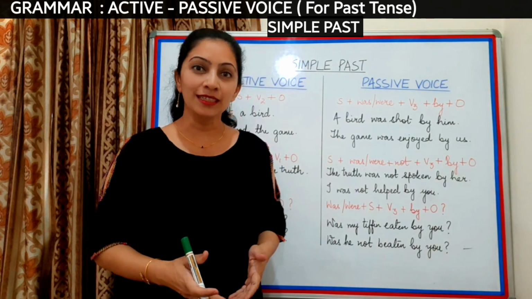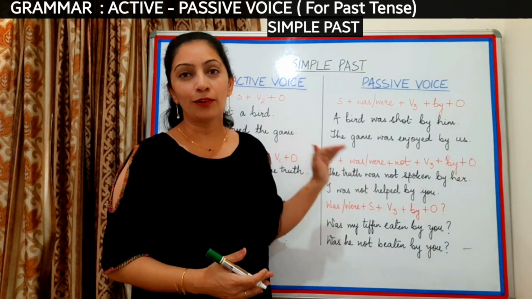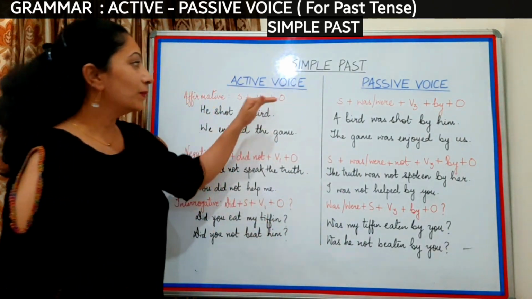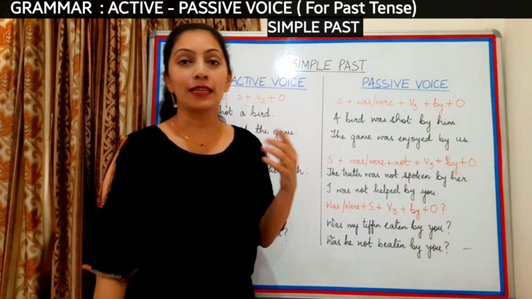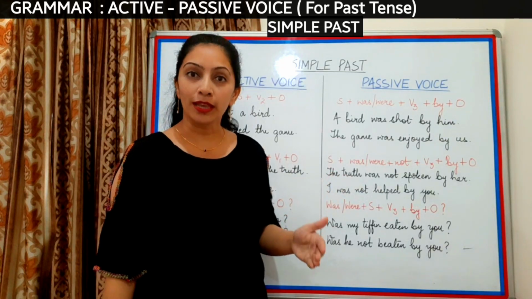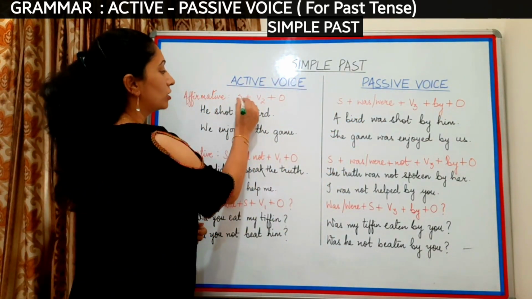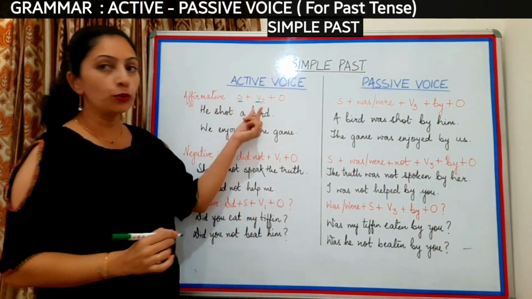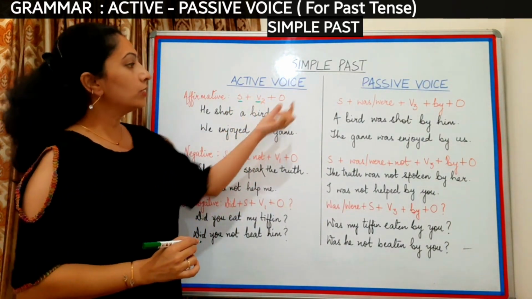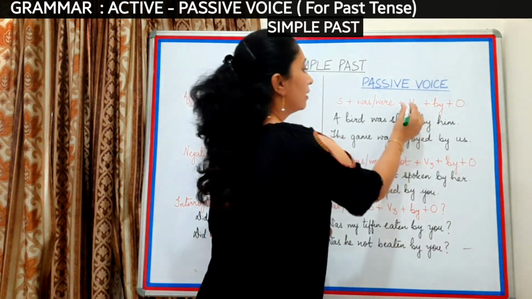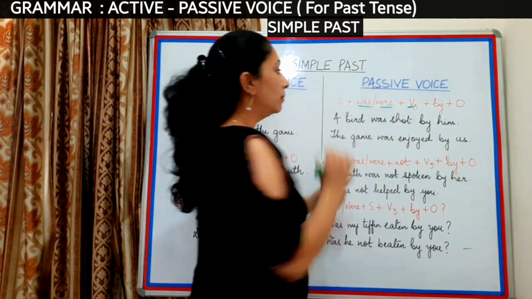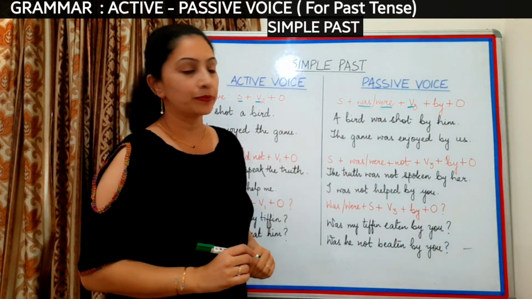Now let's begin doing passive voice of past tense. Now whenever we talk of past tense, like I told you just now also, we have to use helping verb like was or were. So if in active voice the structure is subject and we use V2 form of the verb, it will change into V3 preceded by a helping verb was or were.